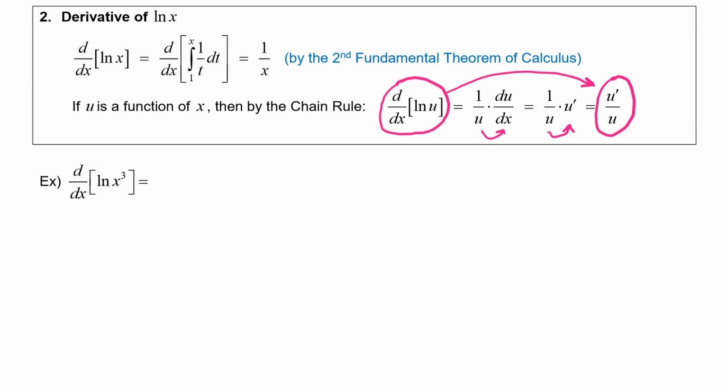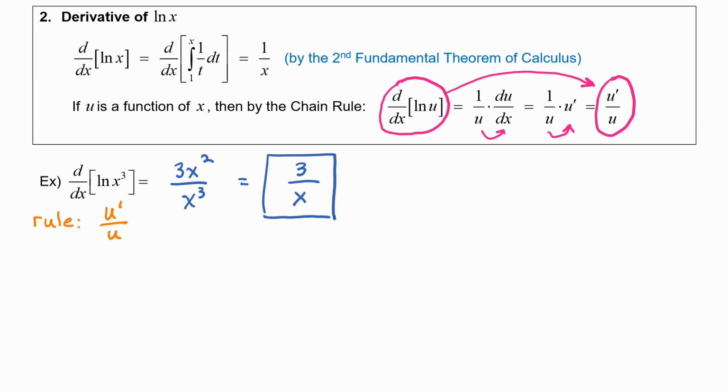In this example, we have to find the derivative with respect to x of the natural log of x to the 3rd power. So if we apply this new rule that we just learned and do u prime over u, then that means we would get in the numerator the derivative of x to the 3rd, which is 3x squared, over the argument, which in this case is x to the 3rd, and when we simplify that, we get 3 over x.